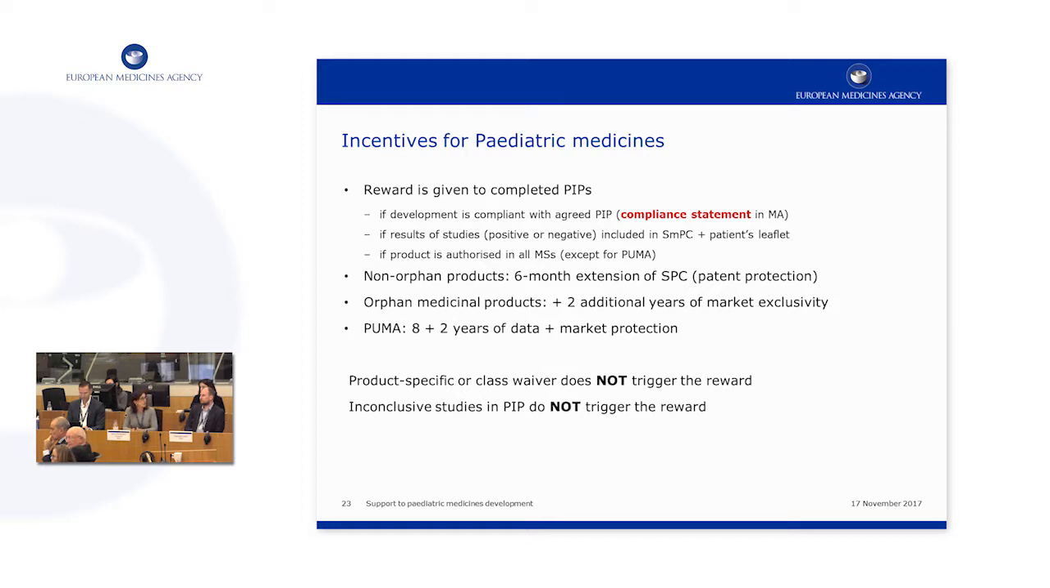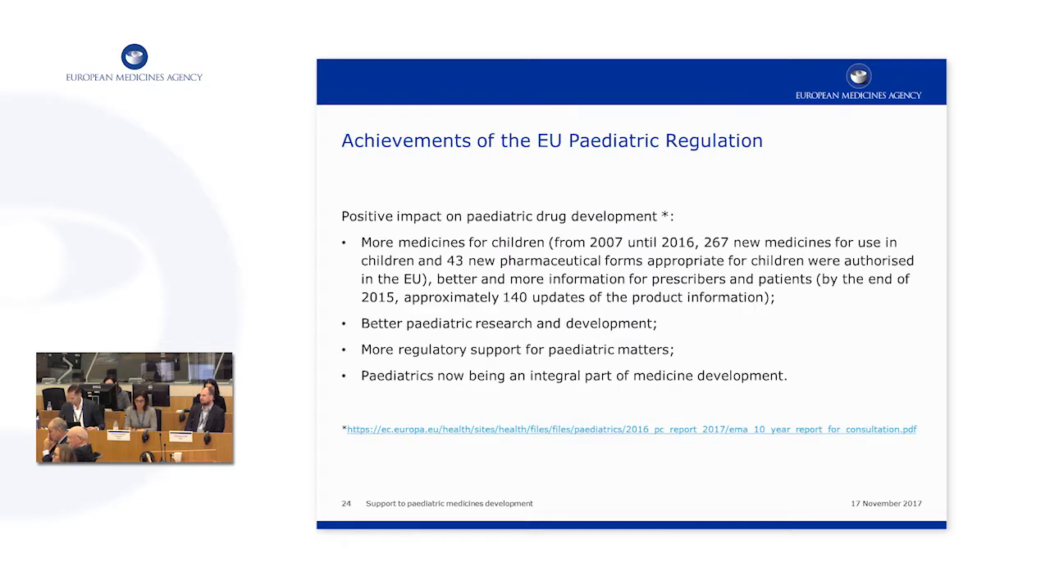For non-orphan products, the reward is a 6-month extension of the supplementary protection certificate. For orphan products, as my colleague Matthias has mentioned, it's 2 years of extension of marketing exclusivity. And for PUMAs, it's 10 years of data and market protection. Of note, product-specific or class waivers do not trigger the reward, and inconclusive studies in PAPs do not trigger the reward either. The results should be either positive or negative, but not inconclusive.